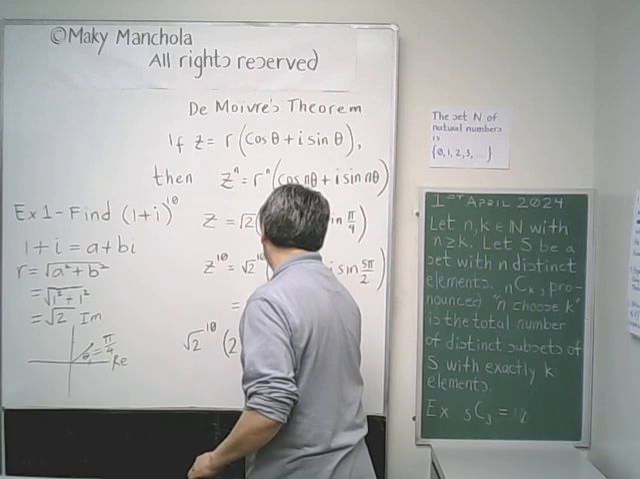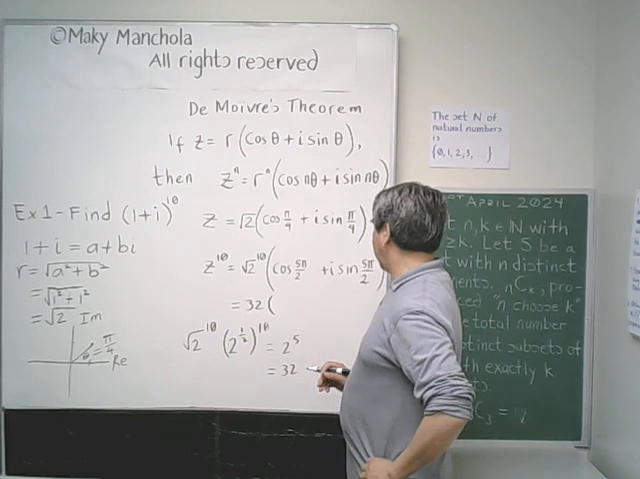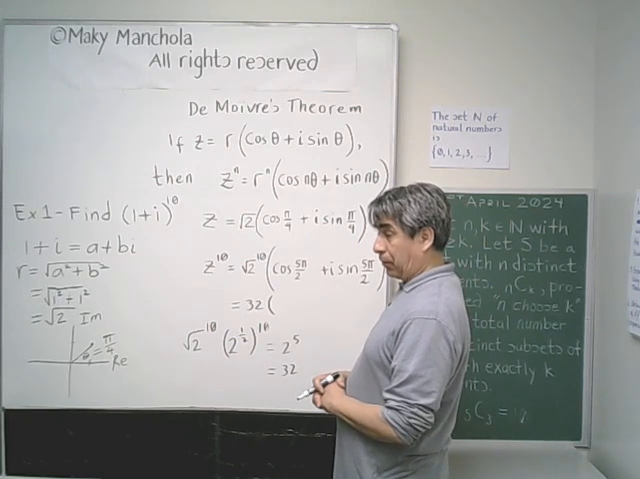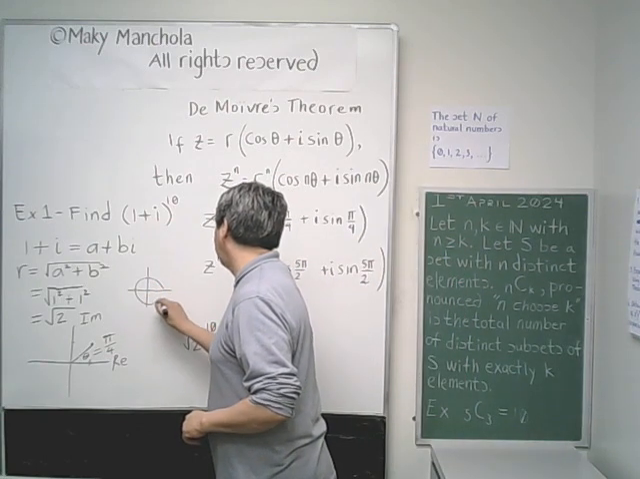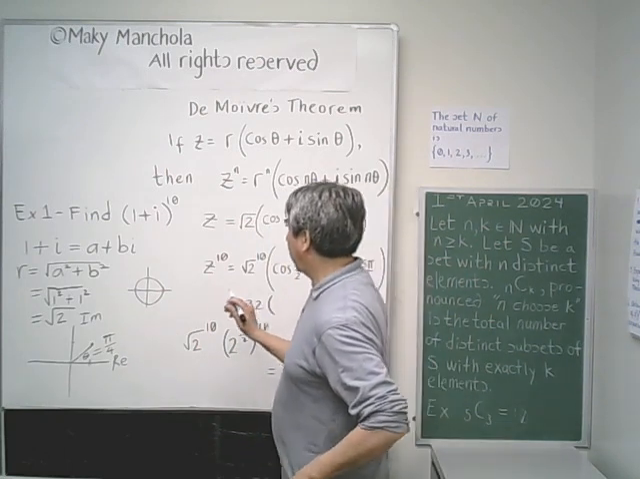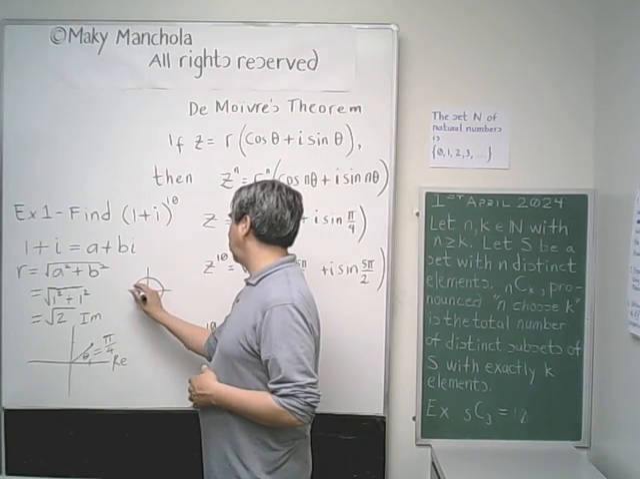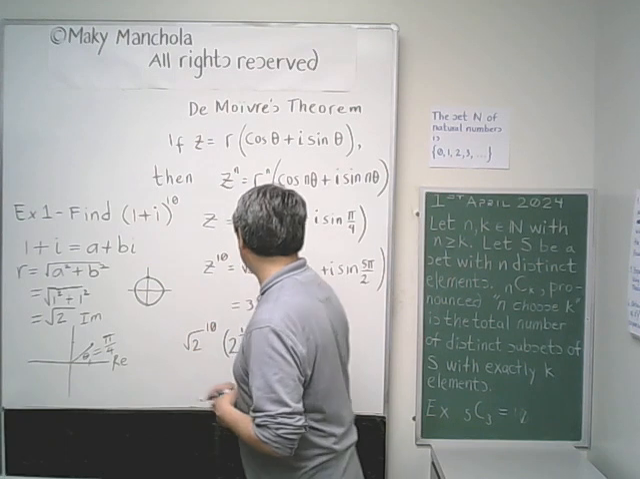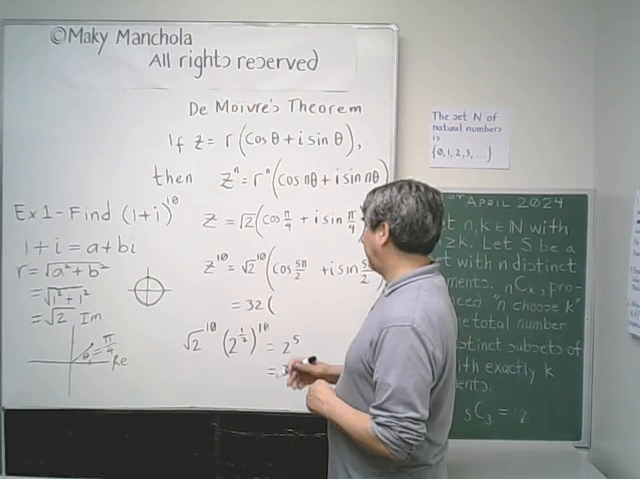So we have 32. Now, cosine of 5 pi over 2, that's going to be the same as the cosine of pi over 2. Why is that? If you're on the unit circle and you rotate 5 pi over 2 radians in the positive direction, so pi over 2, 2 pi over 2, 3 pi over 2, 4 pi over 2, 5 pi over 2, that's the same as the cosine of pi over 2. And we know that that's 0.